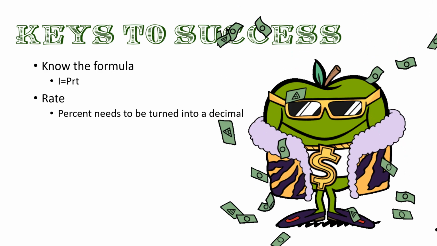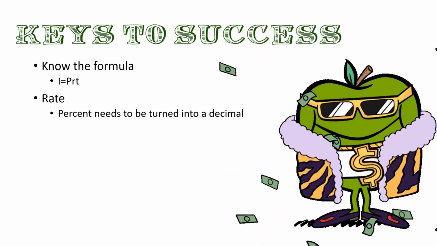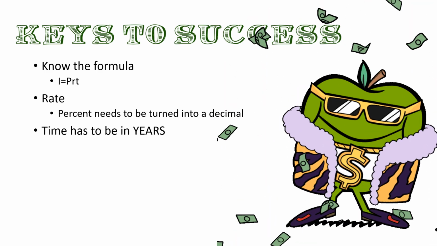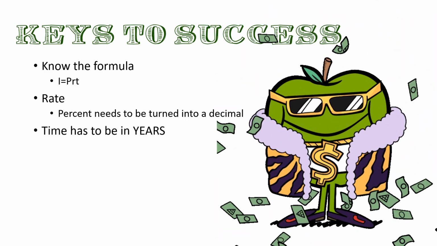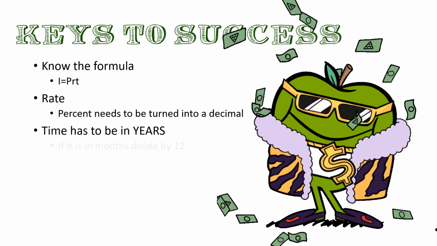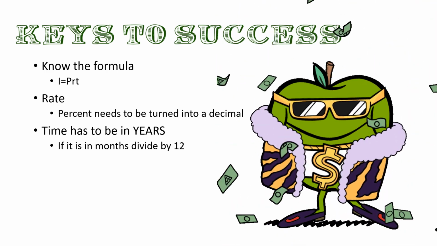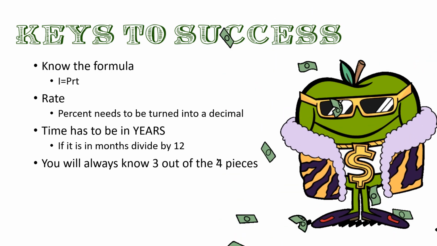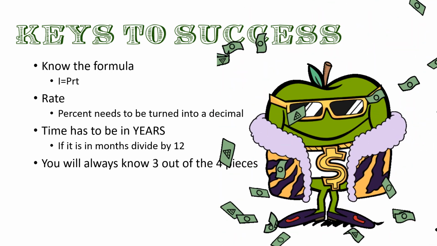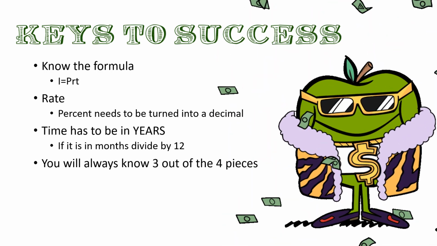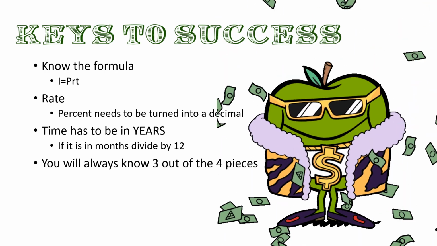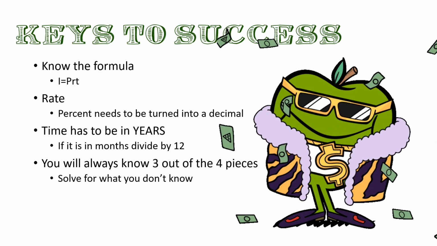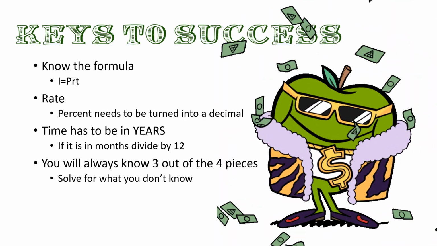You can't solve unless you turn it into a decimal. If you try to plug in the number as a percent, you're going to get the wrong answer. The T, or the time, has to be in years. So if they first give you the time in months, we need to turn it into years by dividing by 12. And lastly, you're always going to be given 3 out of the 4 pieces. Whether they give you the P, the R, and the T, and we're simply solving for the I by multiplying, or if they're giving you 3 pieces and you're solving for the missing piece, you need to solve what you don't know by simplifying and then isolating your variable.